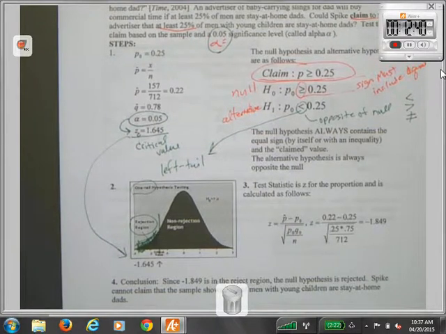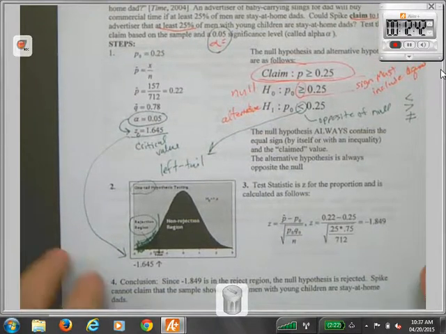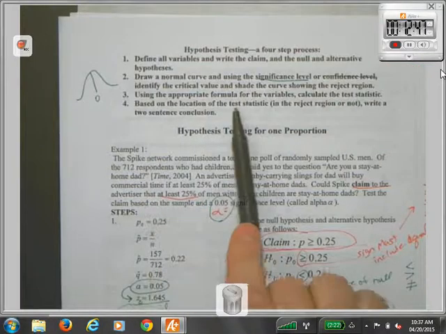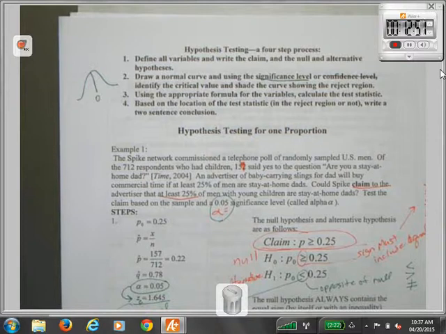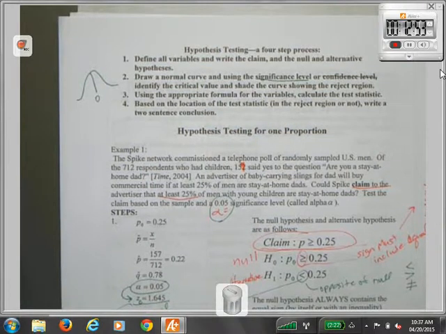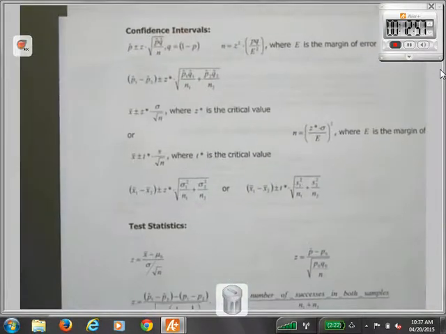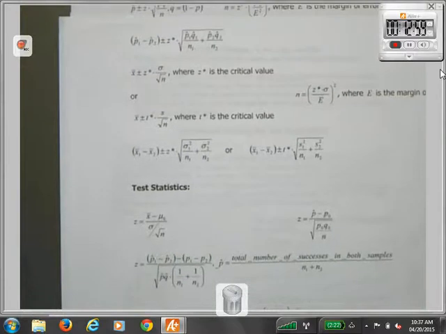Okay. Next, we're going to do some calculations. Step 3 says, using the appropriate formula for the variables that we have, calculate the test statistic. Okay, let's go to the formula sheet. Although I have the formula written down here, when you're taking these tests, you have to know what's on the formula sheet.